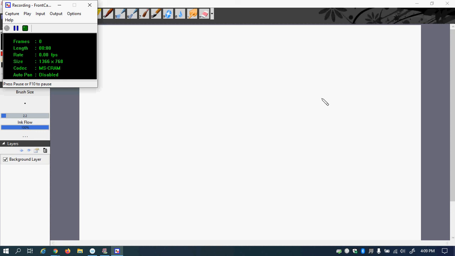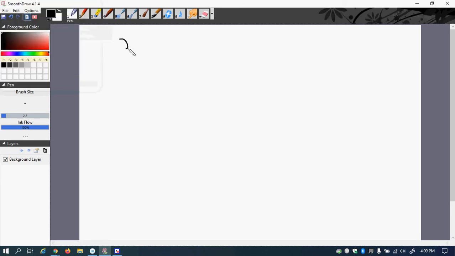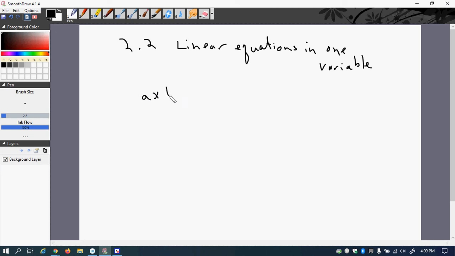So today we're going to start on linear equations, which is section 2.2. So 2.2 is linear equations in one variable. And so the standard form for linear equations in one variable is ax plus b equal to 0, where a is, basically, later on we're going to learn, the slope, and b is the y-intercept.